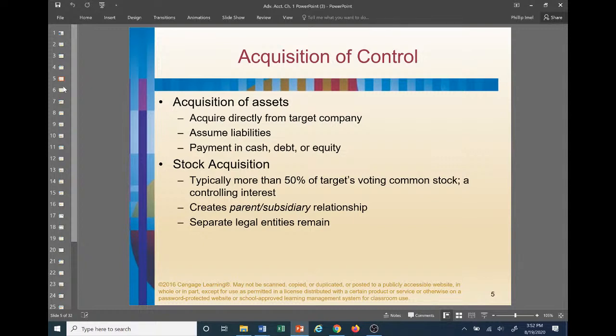So in a stock acquisition, there are three different levels. You probably remember from intermediate. You can carry it at cost if it's less than 20%. If you have more than 20%, it's considered significant influence, and you carry it using the equity method. And if you have more than 50% of the voting stock, then you have a controlling interest, and that requires consolidation at the end because it's a parent-subsidiary relationship. So you can take acquisition of control through acquisition of assets or through stock acquisition, but you have to have more than 50%.